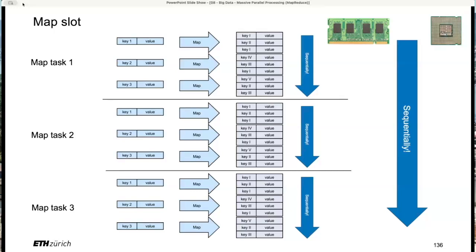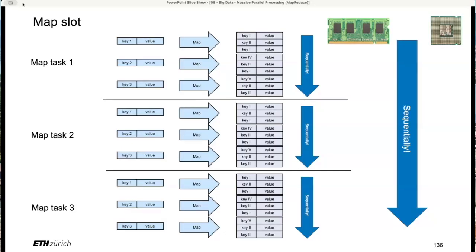Think of a map slot as one CPU core, a virtual core eventually, because you can double the number of cores with hyperthreading virtually. So one virtual core gives you one map slot, one thread. What does a map slot do? It just takes tasks one by one.